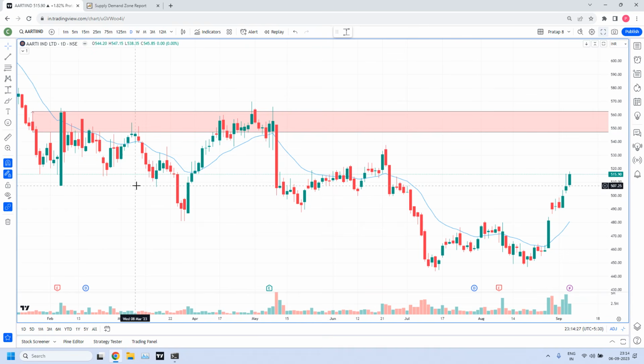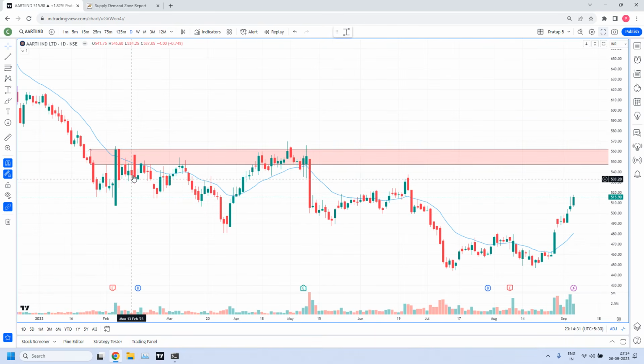Now let us monitor this first example here. Do we have any supply zones a little above this? Yes, here we can see. Let me draw.